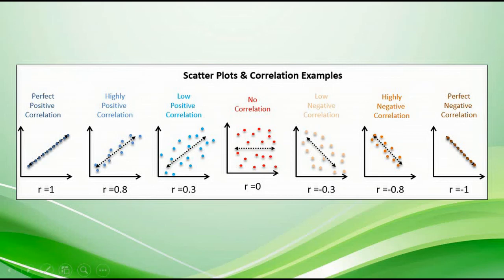No correlation, r is equal to 0. Low negative correlation, r is equal to negative 0.3. Highly negative correlation, r is equal to negative 0.8. Perfect negative correlation, r is equal to negative 1.